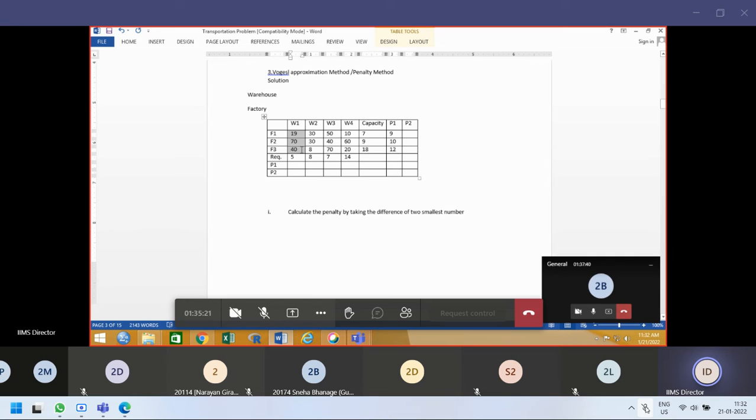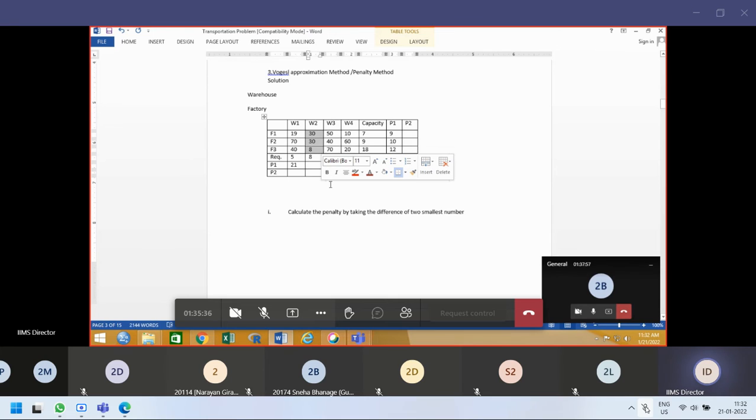This is 19. Don't consider requirement. What is the second smallest? 40. The difference is how much? 21. Okay, here, what is the first smallest?